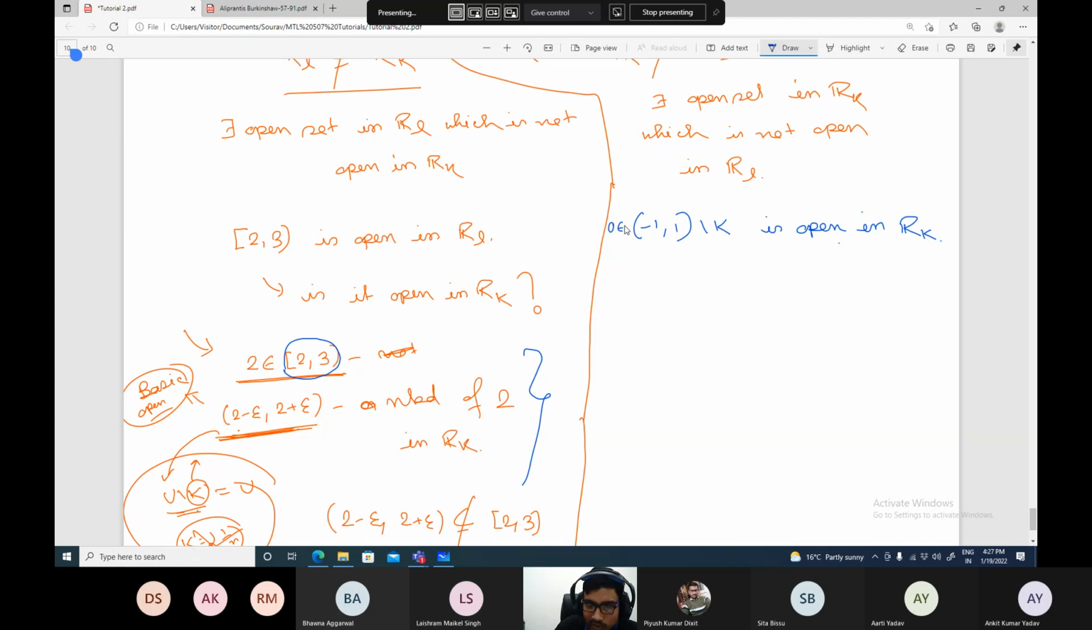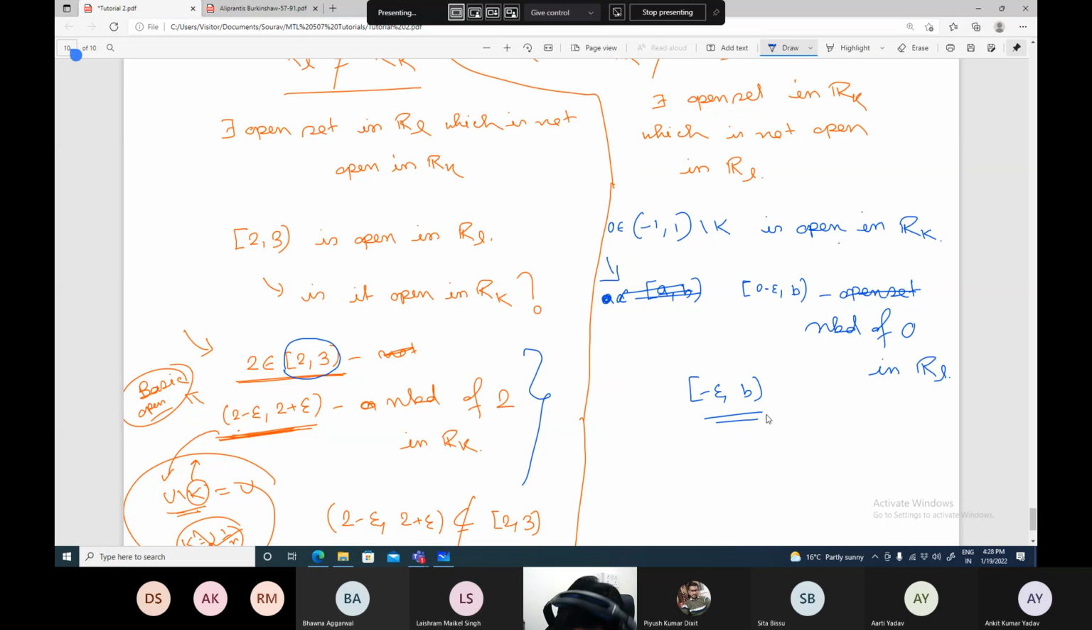Now, what are the neighborhoods of 0 in RL? They must look like (a, b). In other words, I have to take any arbitrary one containing 0, and (a, b) will be a particular case. So (0 minus epsilon, b) will be the open set or neighborhood of 0 in RL. In other words, it is (minus epsilon, b). Right? So, can we say that this is contained in (-1, 1) minus K? Is it true? No, sir.